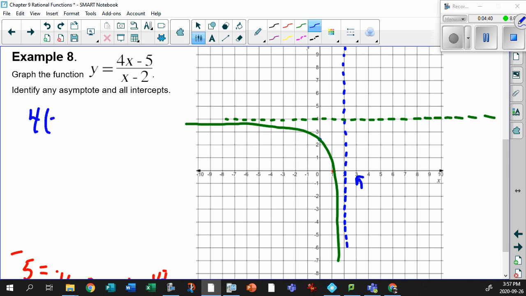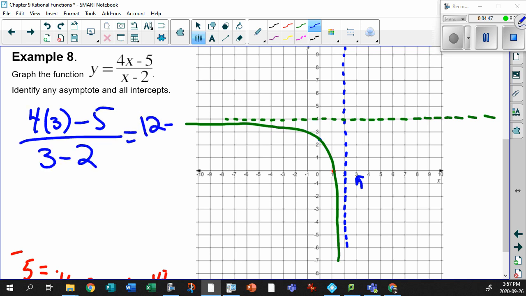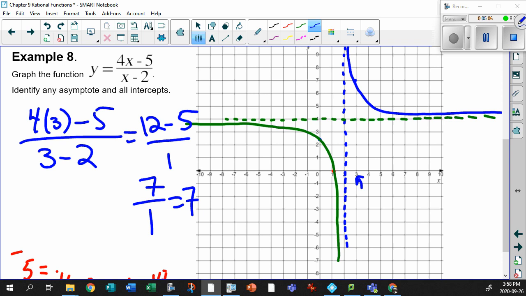So 4 times 3 minus 5 over 3 minus 2. 4 times 3, of course, is 12. 12 minus 5 over 3 minus 2, which is 1. 12 minus 5, of course, we know is 7. 7 over 1. Oh, my goodness. That's 7. So at (3, 7), there's my point. So that means this guy's going to come down this way, and away we go down this way. And there's how you graph a beautifully accurate graph based on no calculator, just using your brain.